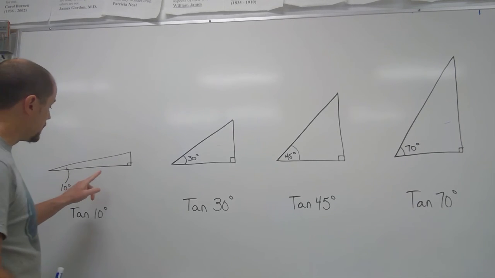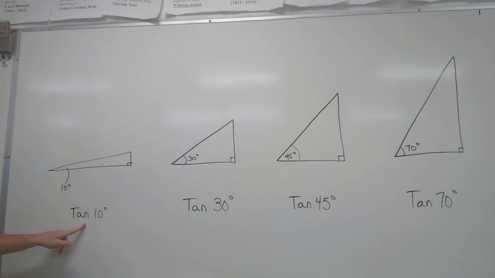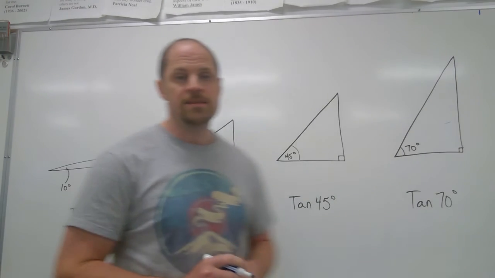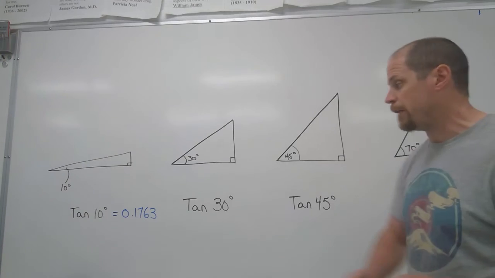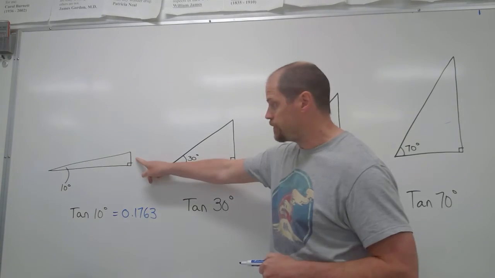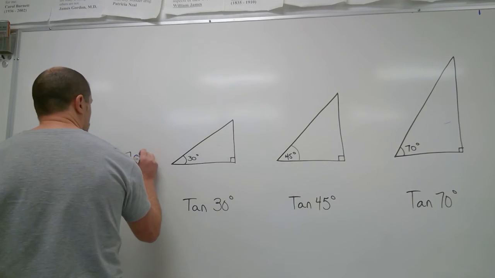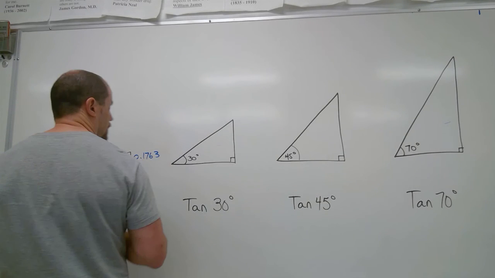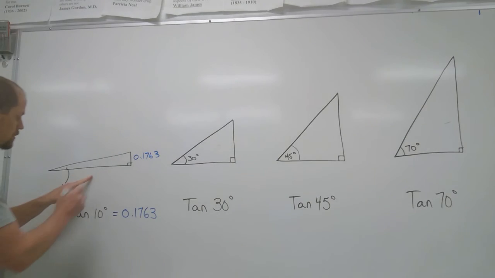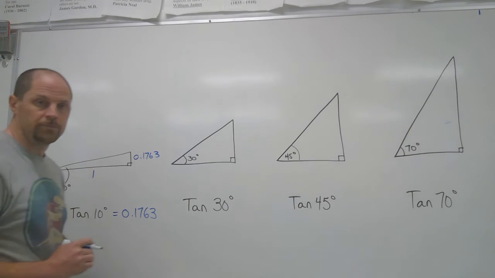So if I type in tan 10 degrees, I get 0.1763, a very small number, and it's obvious that it's a small side. So this side is 0.1763, adjacent is 1.